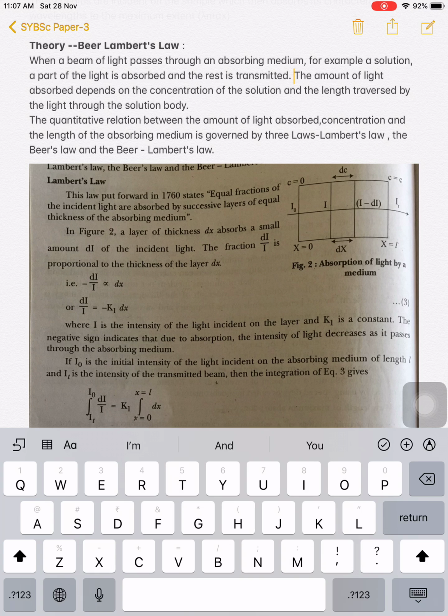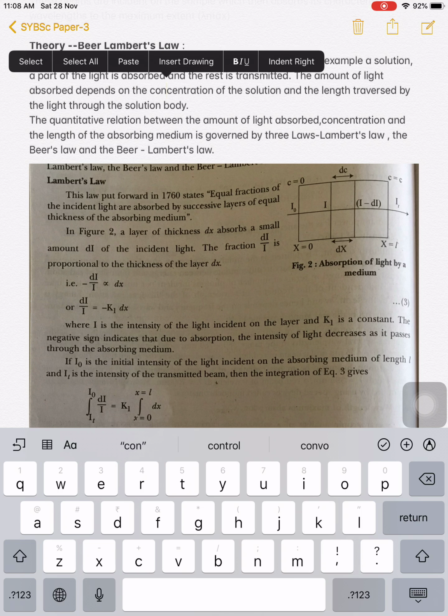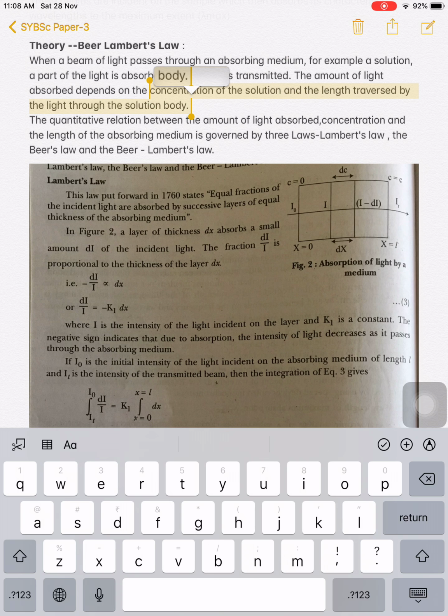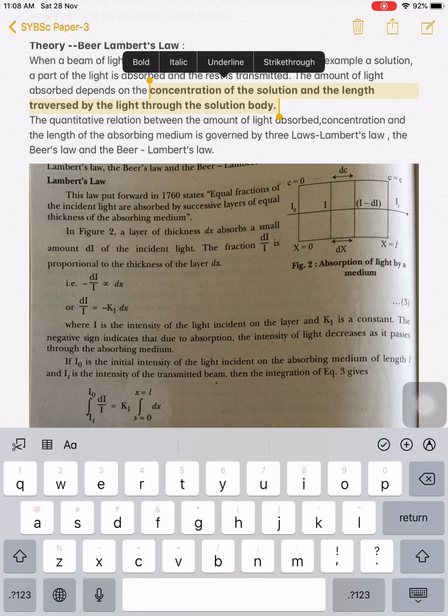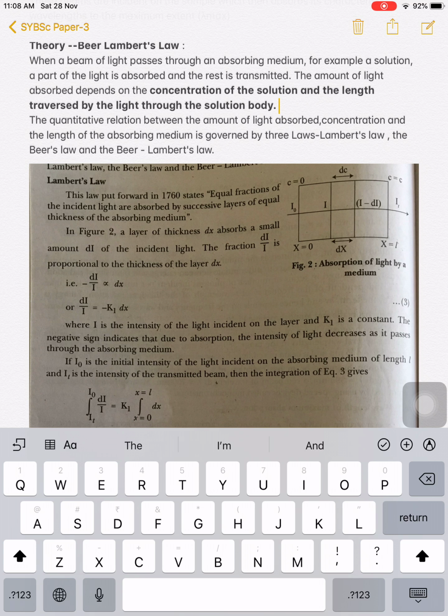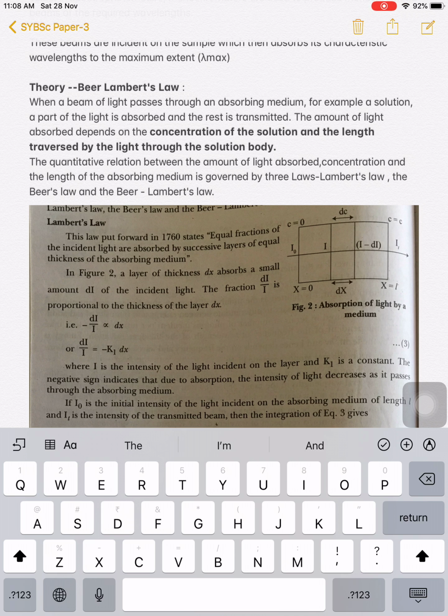So how much light is absorbed by that solution depends wholly upon the concentration of that solution and the length by which the light travels. So these two points are important: the concentration of the solution and the length traveled by the light through the solution. On these two points, the amount of light absorbed will be calculated. This is a law given by Lambert and Beer, so this is the combined law.